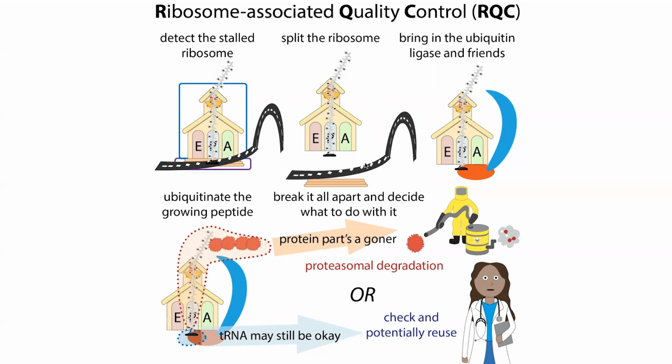And then we have to deal with this mRNA, so we have to destroy this road. And then we also have to figure out what we want to do with that tRNA, so with our limo in this analogy.